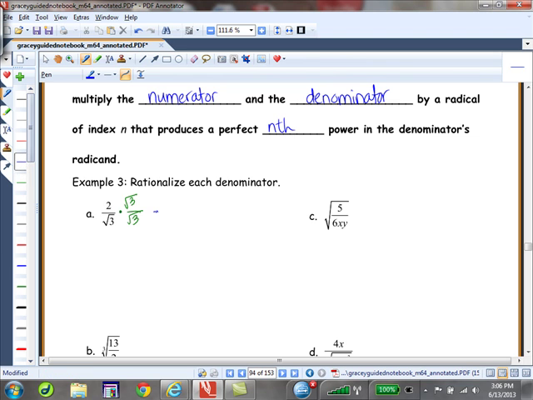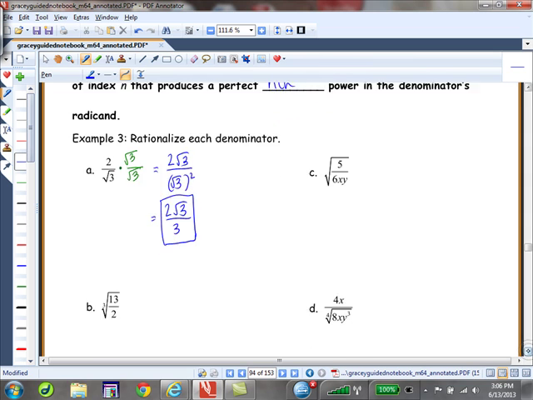So this here gives us 2 times root 3 over root 3 squared, which, as we've talked about before, is just going to be the radicand 3. And we're done. That's it. So it's always really important to pay attention to the instructions that they give you.